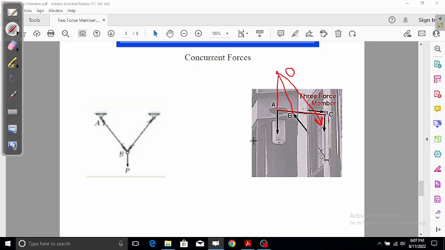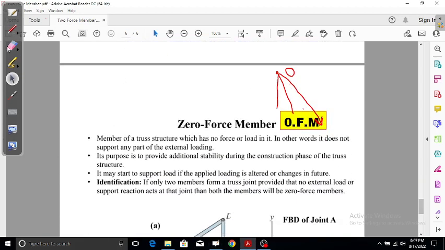Now let's go to another very typical force member, which is also termed a zero force member. Now, what is a zero force member? Especially when we come to trusses. Trusses are very important structures in bridges and in warehouses, which are built over very large areas.